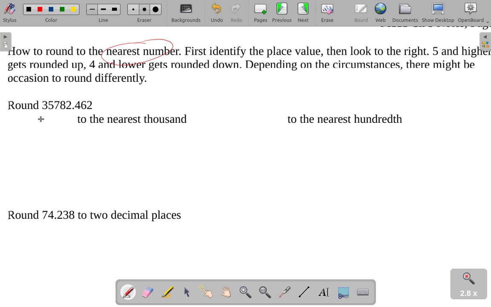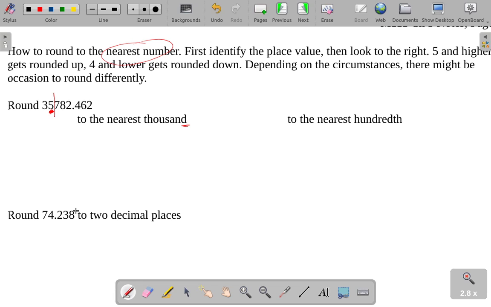All right, so if we want to round this number, 35,782 and 462 thousandths, to the nearest thousand, I'll first identify where the thousands place is. Let's see, ones, tens, hundreds, thousands. That's right here. Now, there is no TH on here. This was not thousandths place. This was thousands with a D, without the TH. So that's why my thousands place is at the 5.